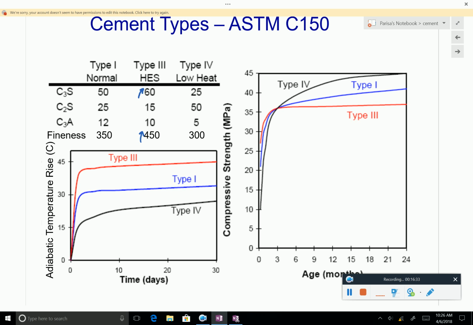That means that you have much more early strength development because you have more C3S. Does it make sense? And then fineness is much larger. That is another factor. That means that the cement can react much faster in the beginning. So you are going to have a lot more heat generation, and in the beginning the strength is going to develop very fast compared to type 1. And then type 4 is low heat.